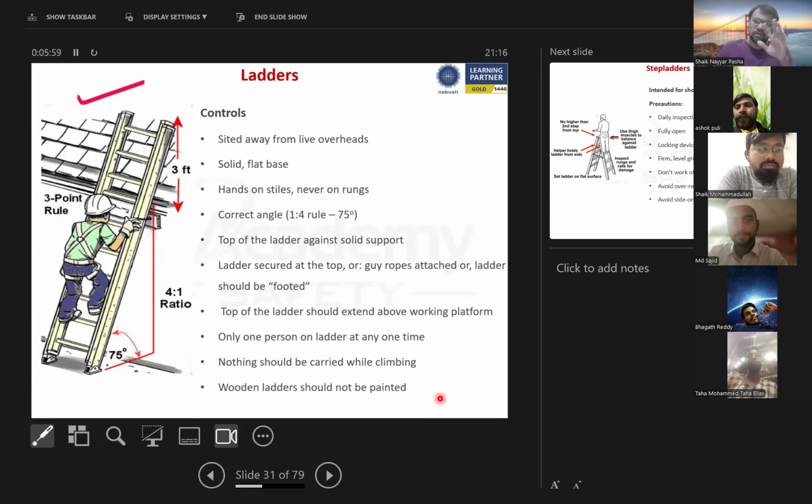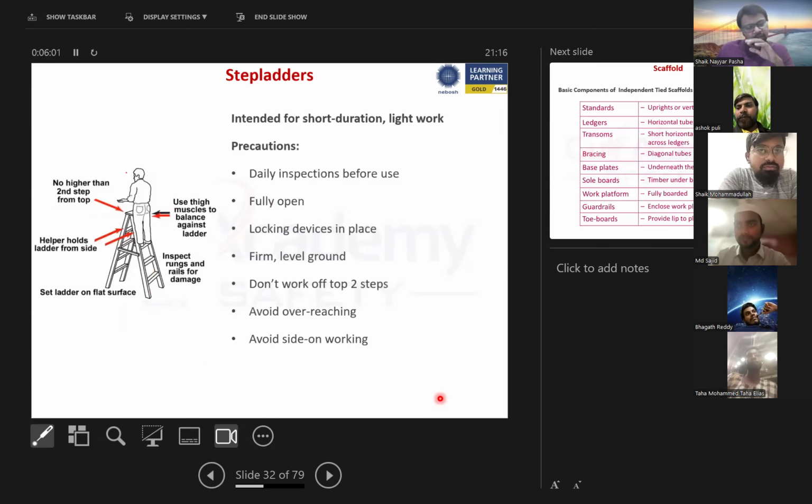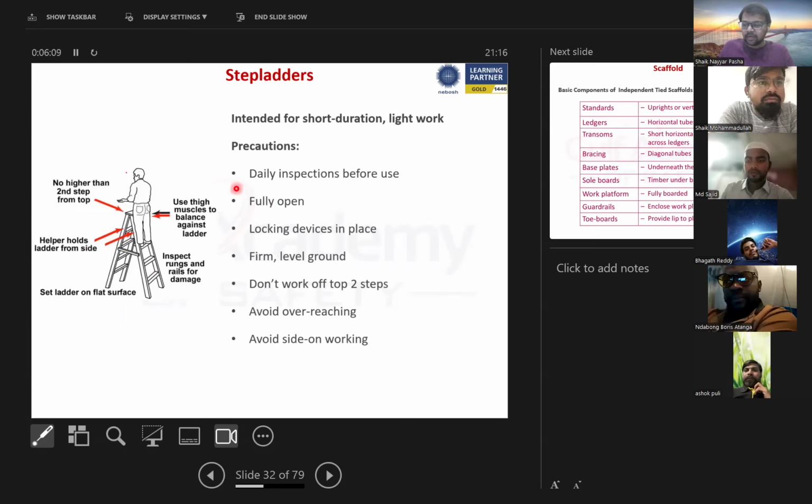Same thing when you are working with step ladders. The hazards are common: people falling from height, materials falling from height, or the ladder might topple sideways. One question, sir. Yes, please.